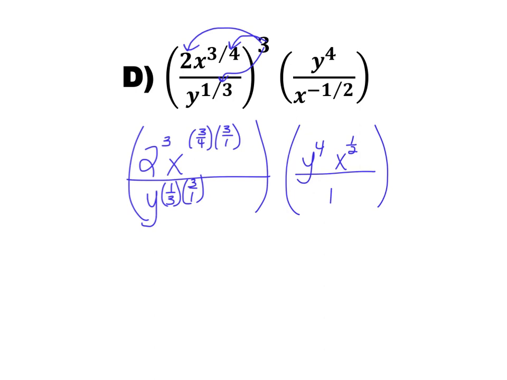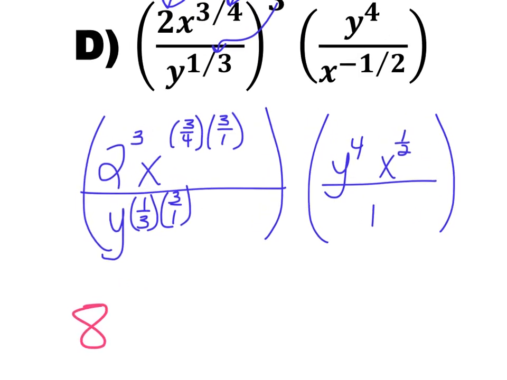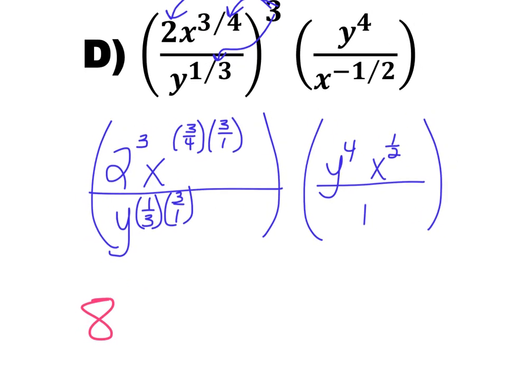So in the first parenthesis, what's 2 to the 3rd power? 8. So I have 8. Good. And then I have x to the what? 9 over 4. Do you guys see that? Anybody have questions? Whoops, I forgot to put my x. x to the 9 over 4.